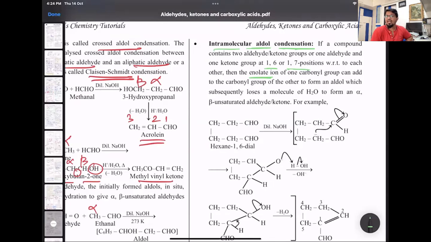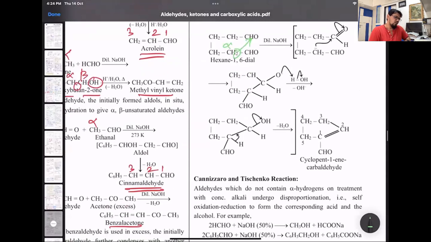Well, look at that. Hexane 1,6-dione. Normally for 1,6 we don't write it, it's just dione. Then you can have aldol condensation between the two, within the same molecule. What is happening? This is the alpha H. So this alpha H goes here and it becomes a cyclic compound. Formation of cyclopent-1-ene carbaldehyde. All right.